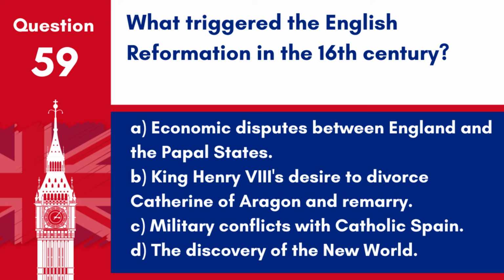Answer. B. King Henry VIII's desire to divorce Catherine of Aragon and remarry. The English Reformation was largely triggered by King Henry VIII's desire to annul his marriage to Catherine of Aragon, which the Pope refused to sanction, leading to the establishment of the Church of England with the King as its head.